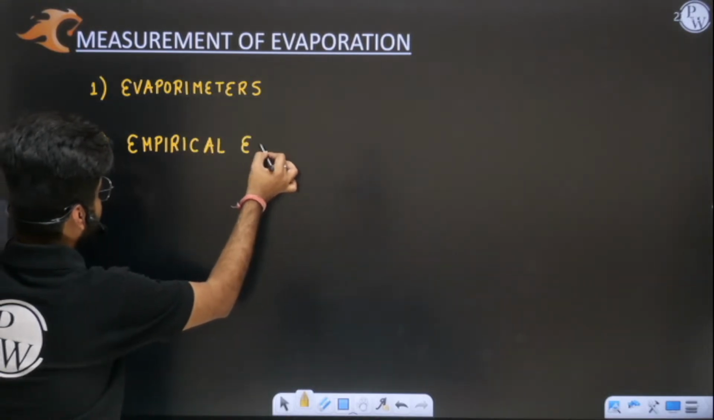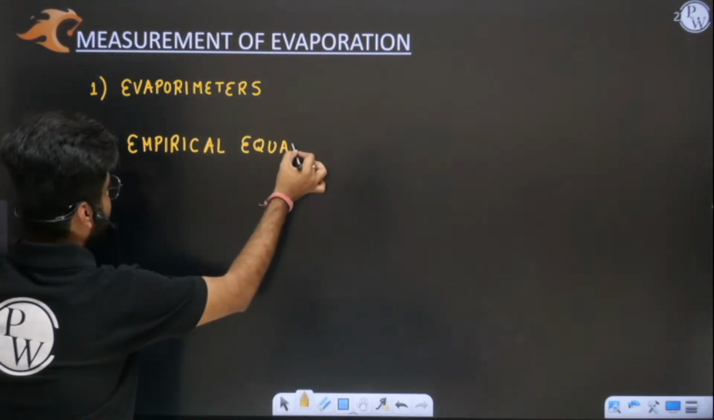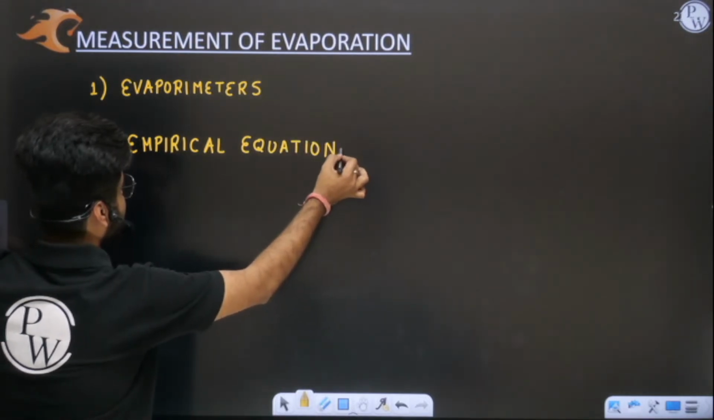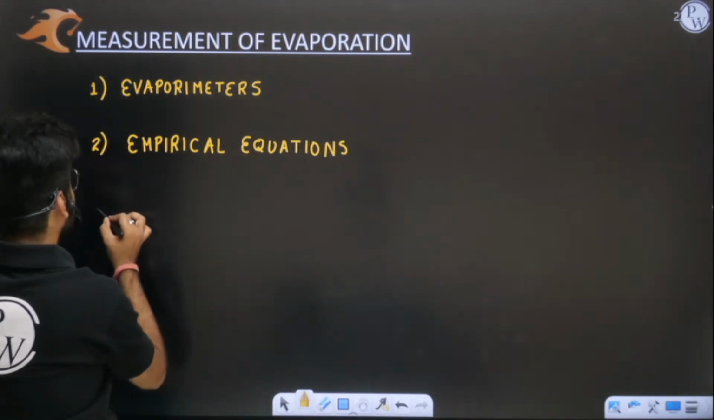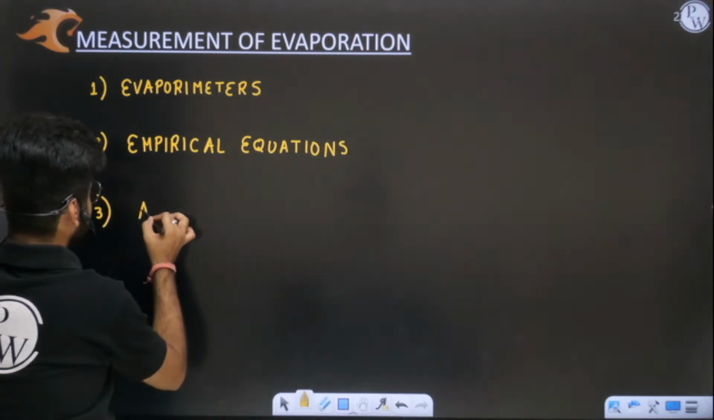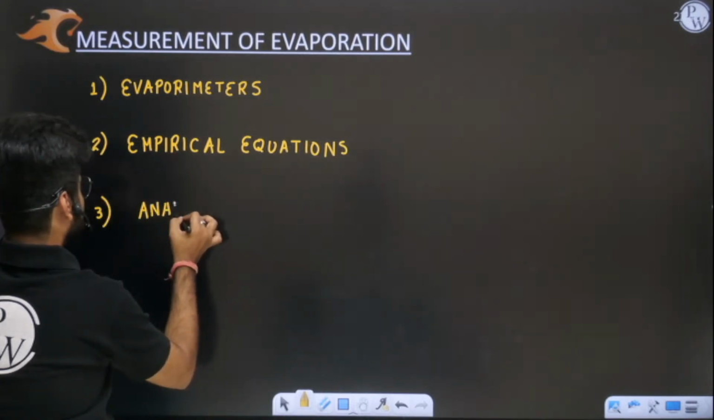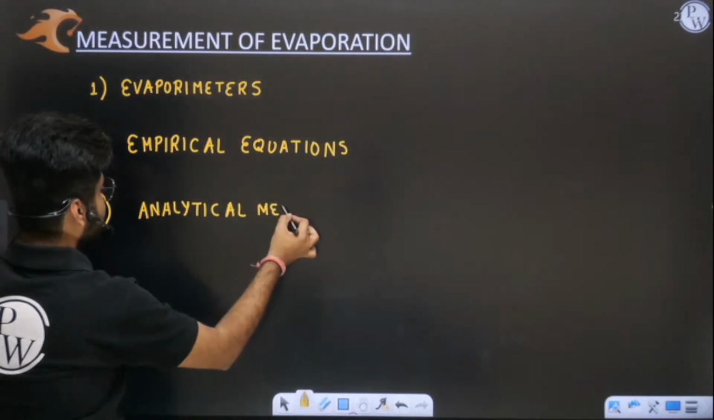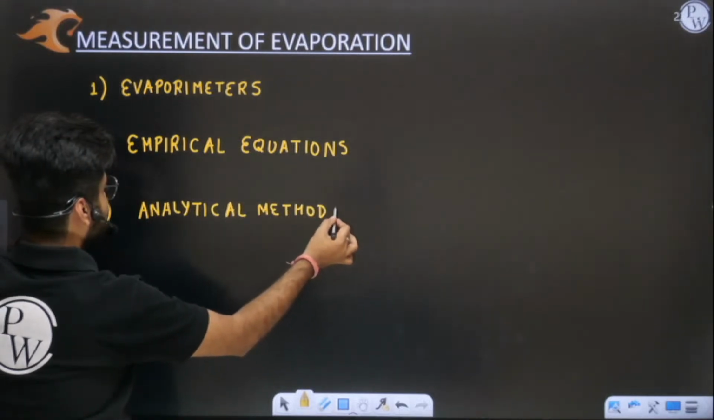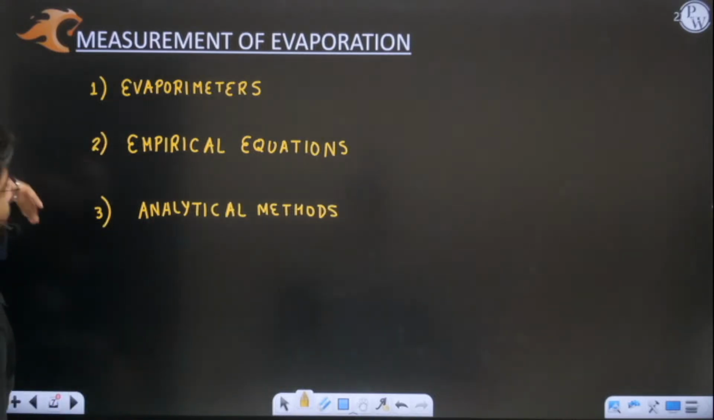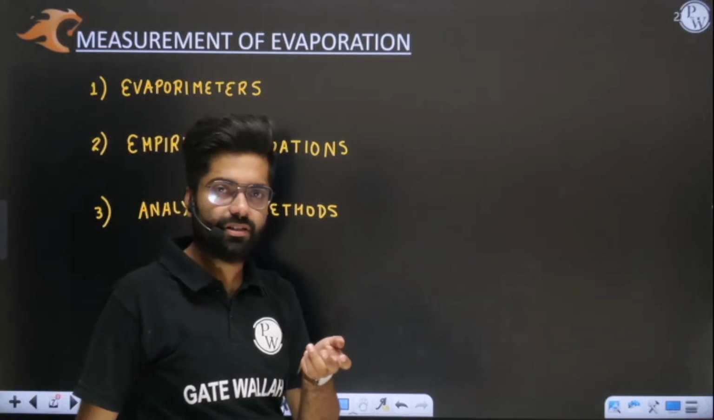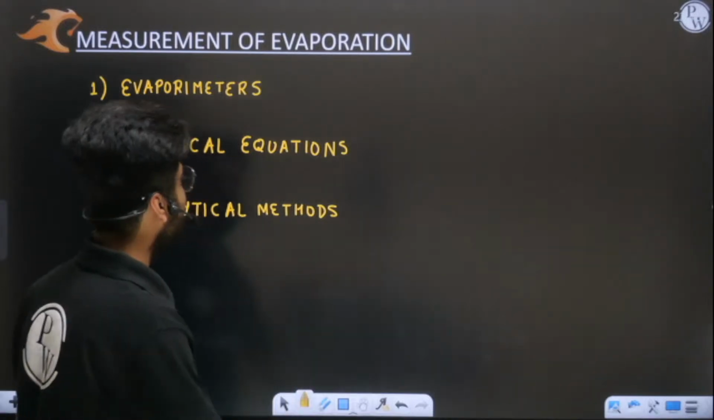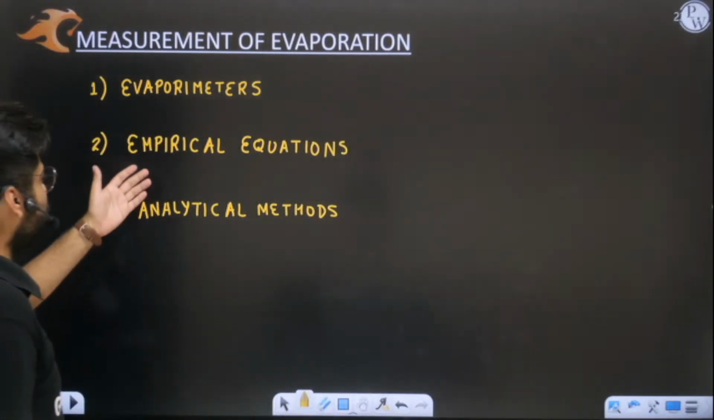Secondly, we have empirical equations for evaporation. Thirdly, we have some analytical methods for measurement of evaporation. Now, in evaporometers, we will discuss the Indian standard method. We will discuss the US one too, but we'll discuss that, no worries.